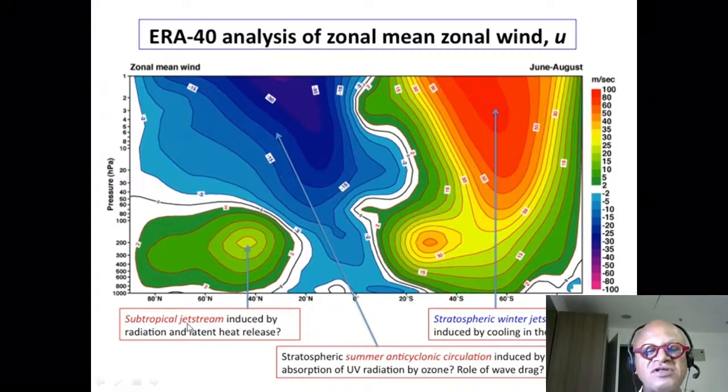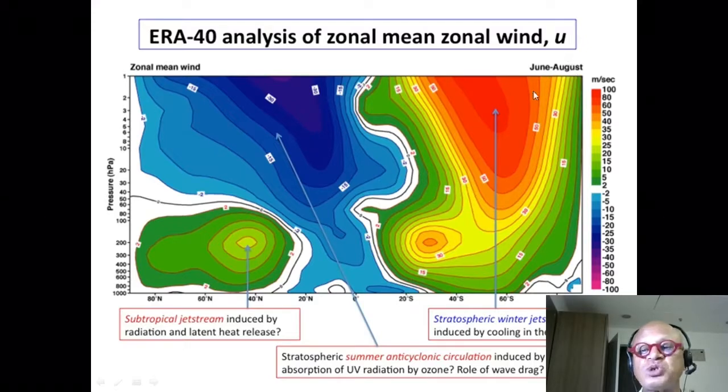This figure I took from some Norwegian University website. Okay, so this identifies the subtropical jet stream, question mark here, so obviously not completely understood. This is the stratospheric winter jet stream. So the jet streams are not only in the troposphere but also in the stratosphere, with the deep penetration of the summer anticyclonic circulation. So this also changes very strongly with the season.